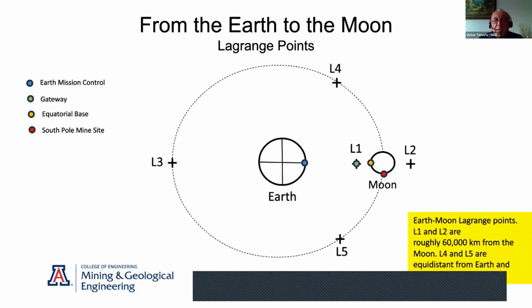Then comes the equatorial base. This is the concept of having a base that is the closest distance from the gateway for landing, and perhaps for launching, and many more. It will also serve as a sort of auxiliary or backup system for the South Pole mine site. We're going to have facilities in the South Pole mine site, and we will be working there.